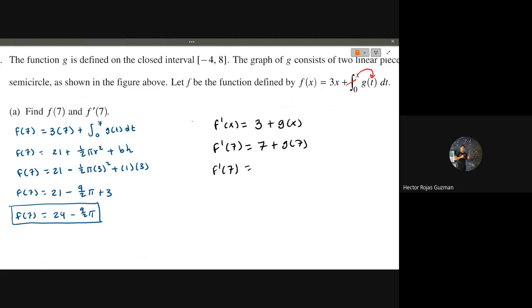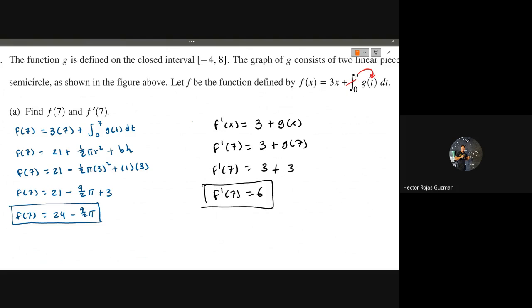And g of 7, that's just the point, right? That's 3. Oh, whoa. Look at this mistake right here. What am I doing? Those are 3's. F prime of 7 equals 6.